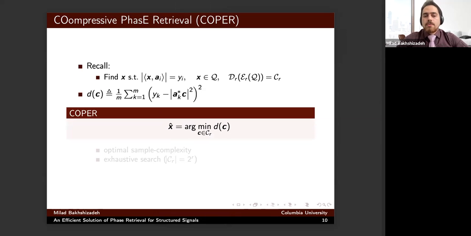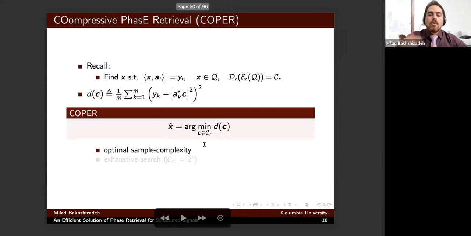But the point of our proposed method, COPER, which by the way stands for compressive phase retrieval, is that it solves this optimization problem over the set CR. Because CR is a much smaller set than the set Q or the ambient space, we can solve this optimization problem more efficiently. What we are going to see in a later slide is that COPER has optimal sample complexity in some sense, which I'm going to describe.